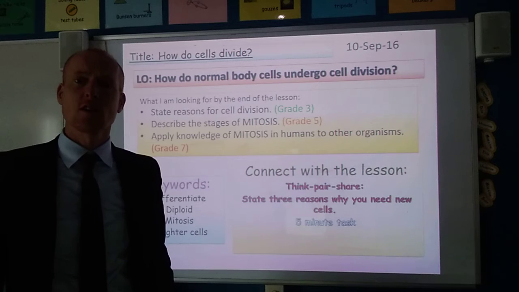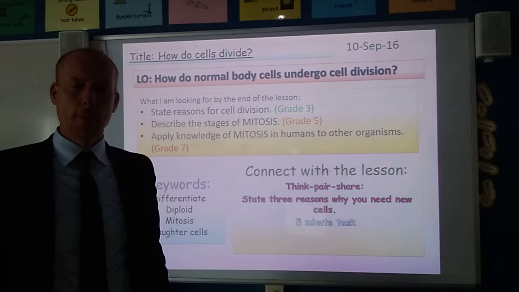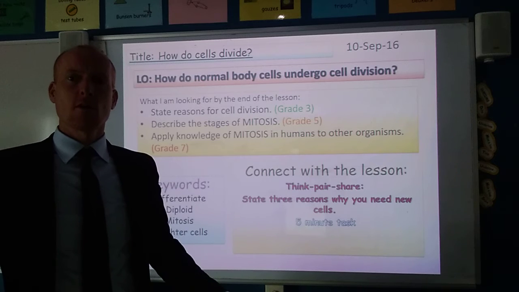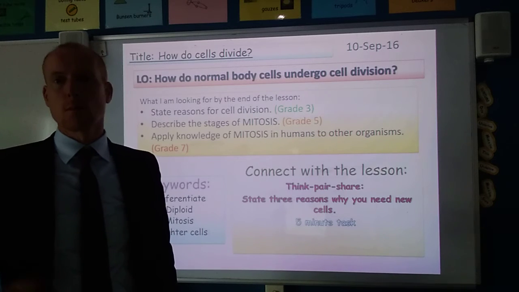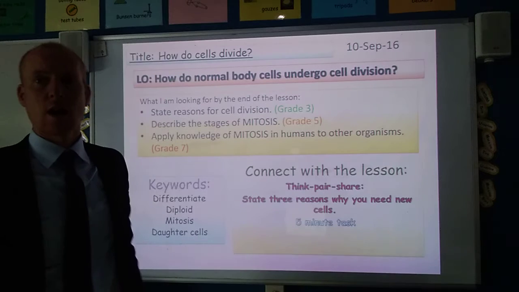I guess this is kind of in your Easter holidays now, or maybe you're watching it the first week after Easter holidays. After we've done eukaryotes and prokaryotes and parts of a cell, then we did microscopes. Now we need to know about how cells divide. And here's our challenge question here. So how do cells divide?